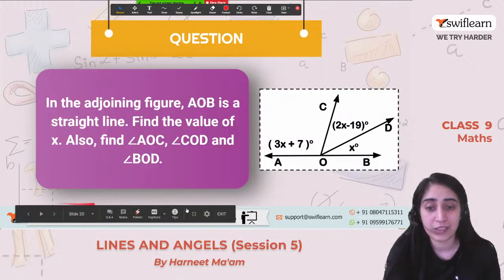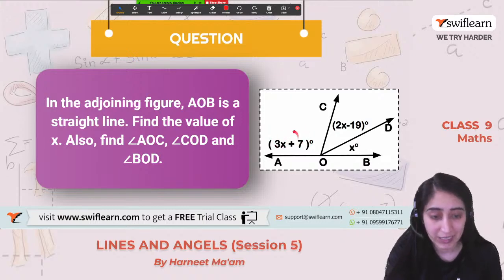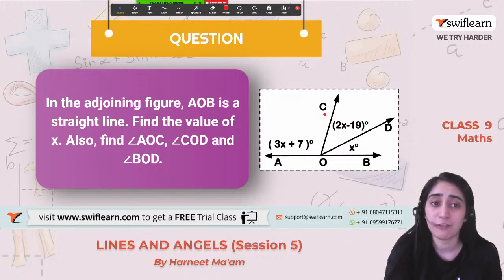So see, if x is equal to 32, that means angle BOA, which is already x, will be 32. Right? So we got the value of BOA directly. Now, to calculate the value of AOC, what will I do? The value which I've got for x, I'll put it here. So 3 multiplied by 32 plus 7. Whatever answer I get will be the value of angle AOC. Similarly, the same way we can find out the value of COD.